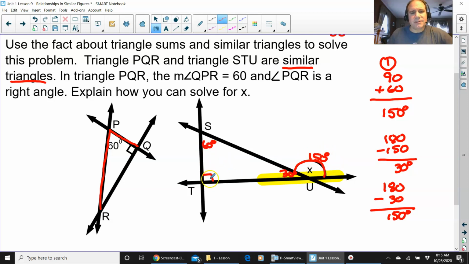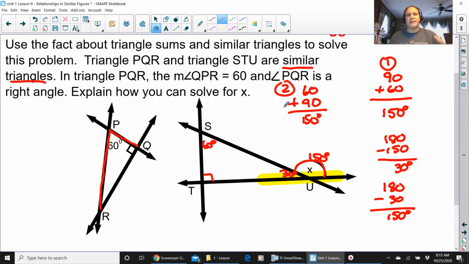So 60 plus 90 equals 150. This plus this would equal this. The sum of the two non-adjacent interior angles is equal to the exterior angle. So this plus this equals that. All you had to do was 60 plus 90 equals 150, and you could put 150 degrees here. And that's the second method.